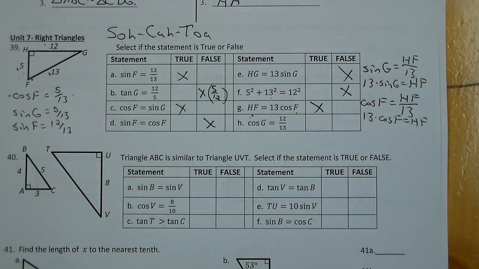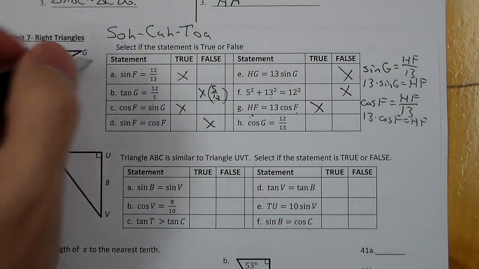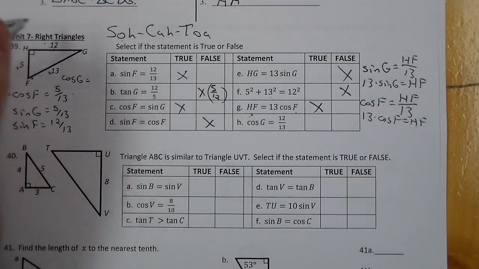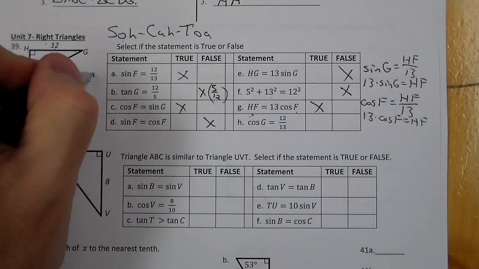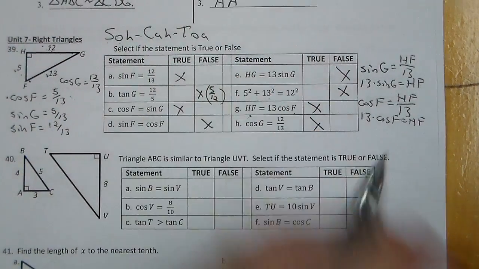And last, cosine of g equals 12 over 13. Did we find cosine g yet? We did not. Cosine of g is 12 over 13. That is true.